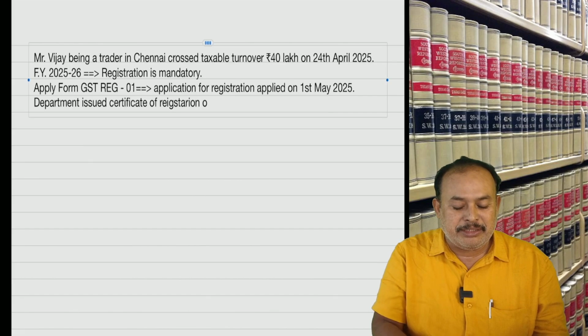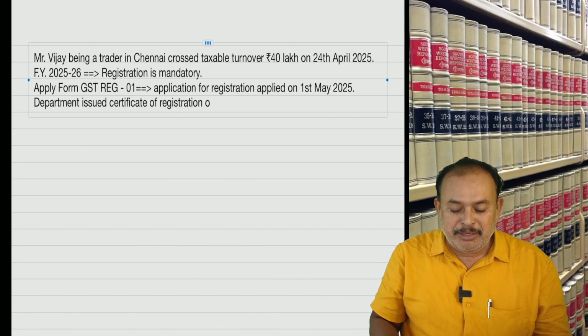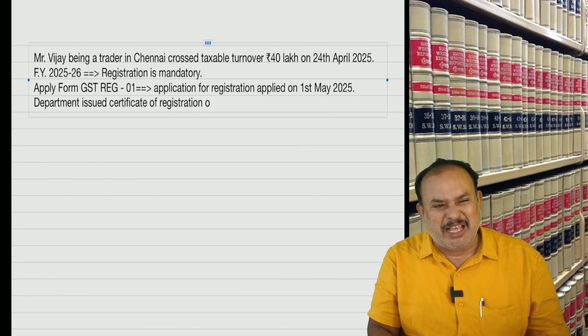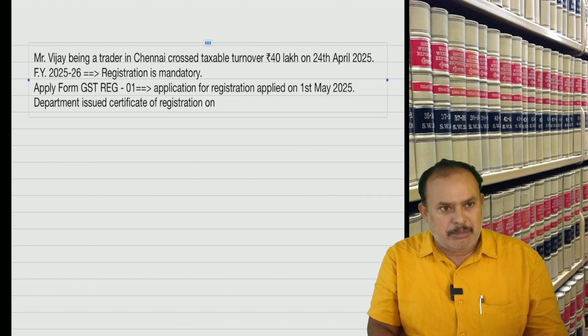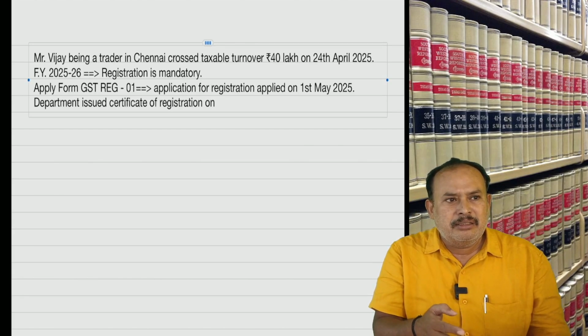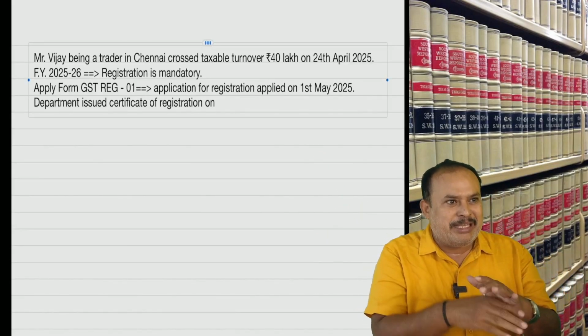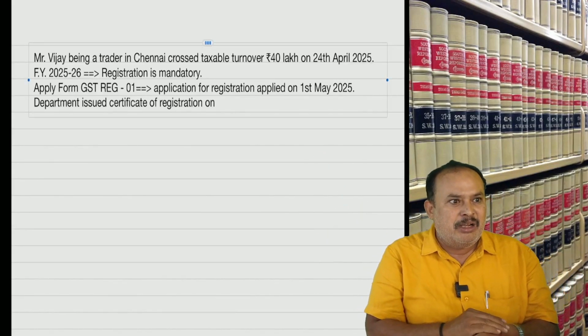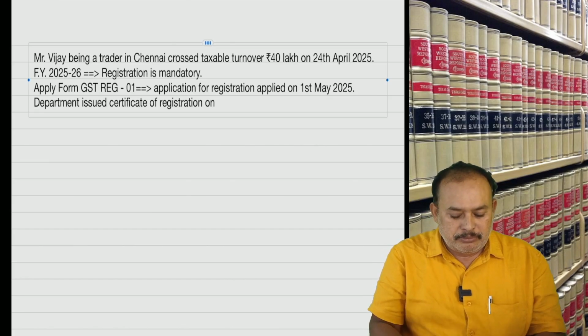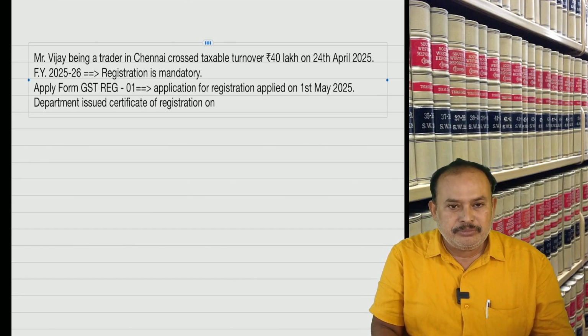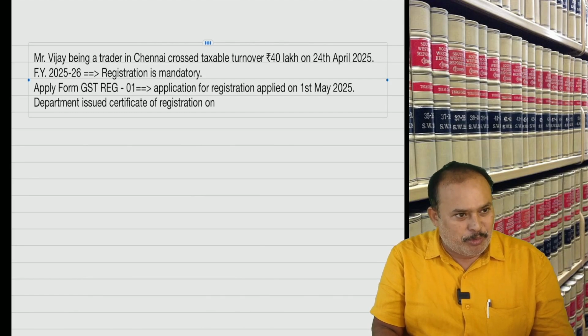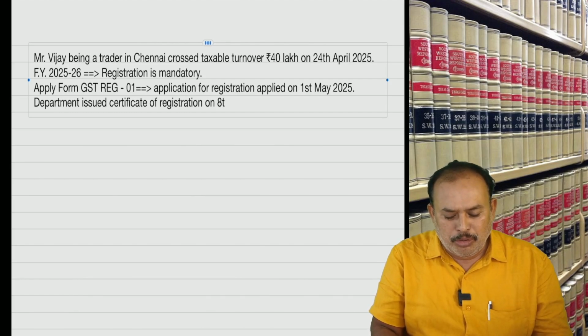On which date was it issued? Tell me. You tell me. Within 7 days only. Tell me which date you like. Tell me the day. First of May, and 7 days. First of May, second of May, third of May. May 8. 8th May you want. Okay, go ahead.